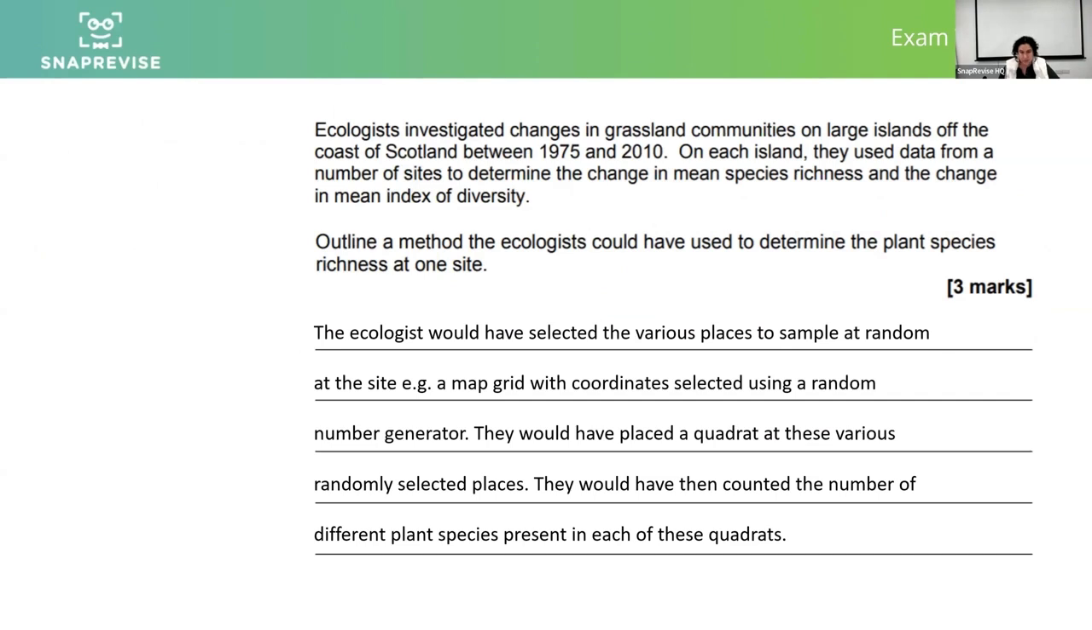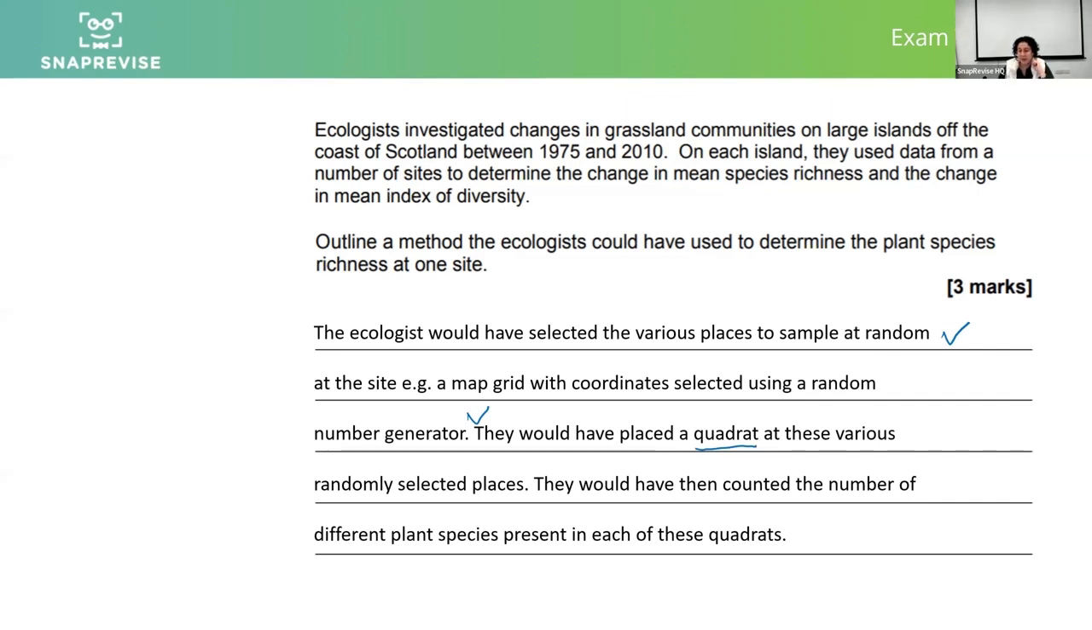So the ecologists could have selected the various places to sample at random at the site. Example, a map grid with coordinates selected using a random number generator. So here I'm explaining how they're going to sample at random. They could have placed the quadrat at these various randomly selected places. So I'm stating the equipment that I'm going to use.